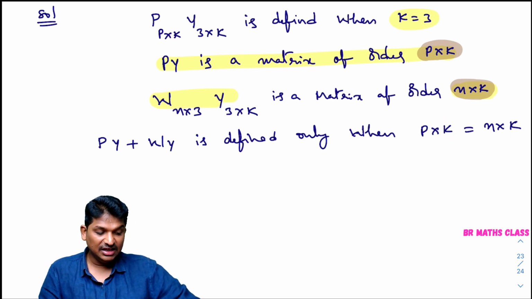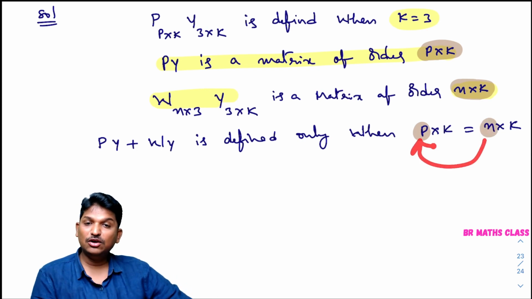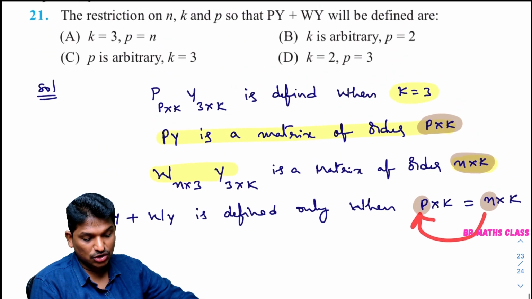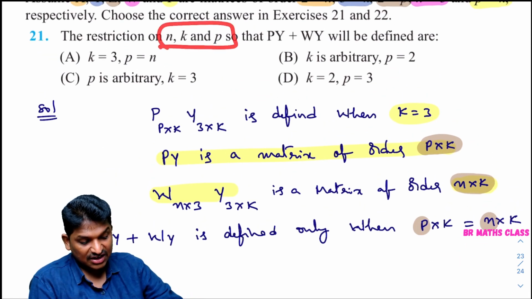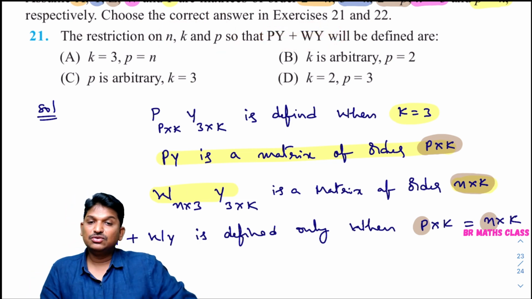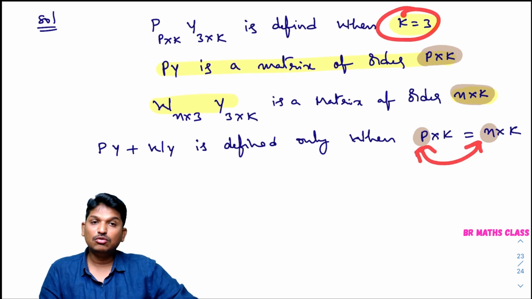It must happen that n equal to p. These two must be equal, then only P Y plus W Y is defined. In the question, what they are asking: find the restrictions on n, k, p such that P Y plus W Y is defined. So P Y plus W Y is defined only when n equal to p and k equal to 3.